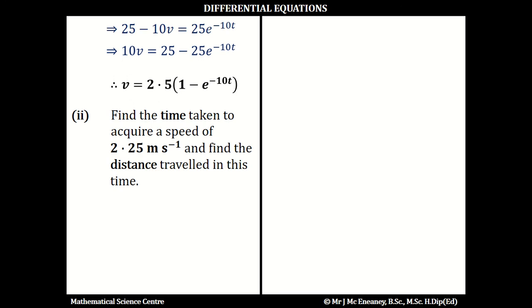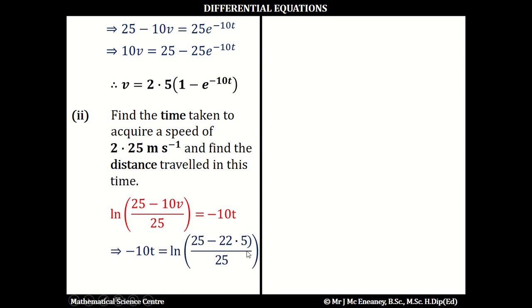In part 2 then, we want to find the time taken to acquire a speed of 2.25 meters per second, and find also the distance travelled in this time. Now we could use this equation to find the time, but it would be easier if we use the one we had previously, that the ln of (25 minus 10v) over 25 equals minus 10t. If we put in 2.25 for v, and using your calculator, work out the right hand side and then divide the answer by minus 10, this gives a t value of 0.23 seconds.